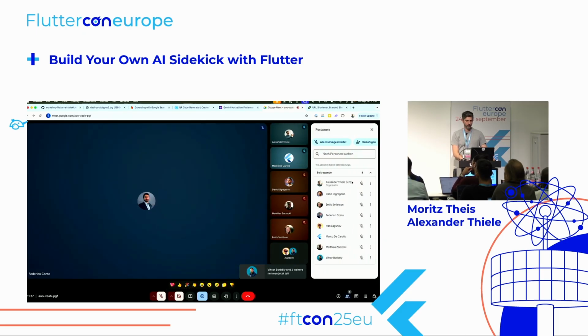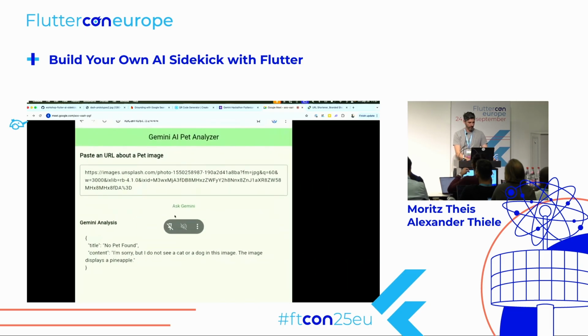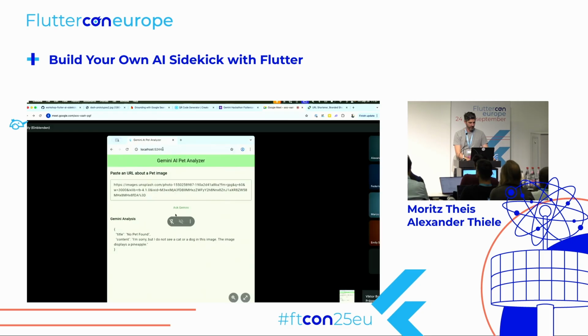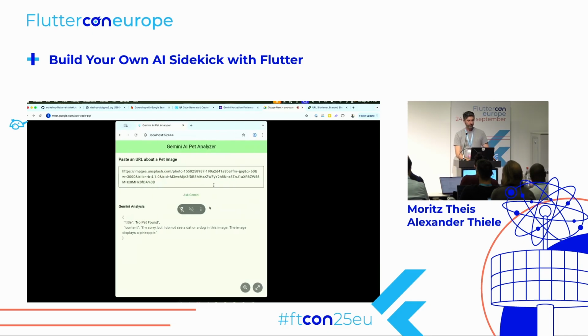Yes, this is my first try with Gemini, so thank you for this. Actually, I just modified a bit the basic example that you provided me. This is a pet analyzer. You provide a URL, and it says whether it found an animal in it, and what the fur, the age, etcetera are.